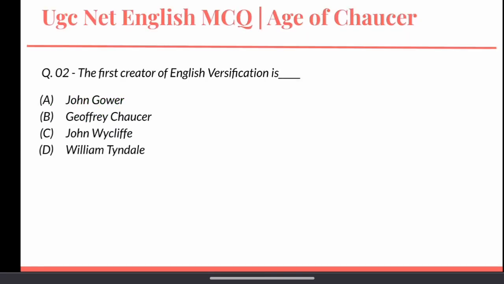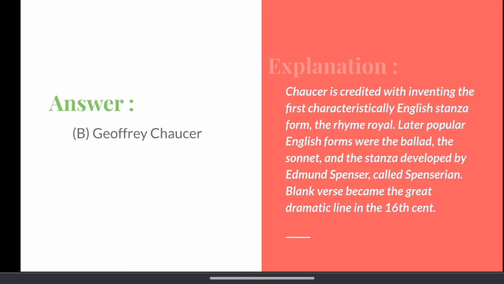The second question is, the first creator of English versification is. The first option is John Gower. Second is Geoffrey Chaucer. Third is John Wycliffe. And fourth is William Tyndale. So who was the first creator of English versification? It is quite an easy question. I hope that you have already guessed the answer. The right answer for this question is Geoffrey Chaucer.